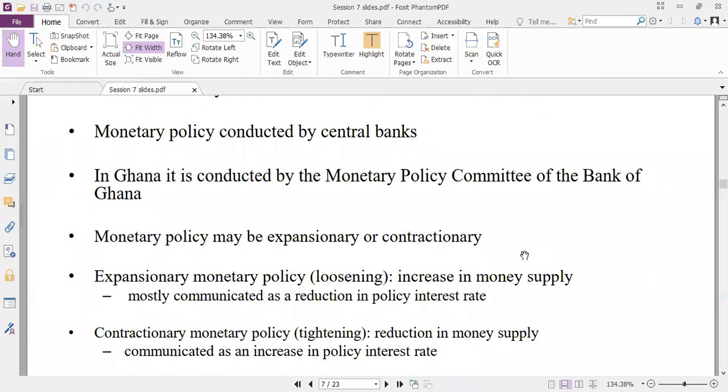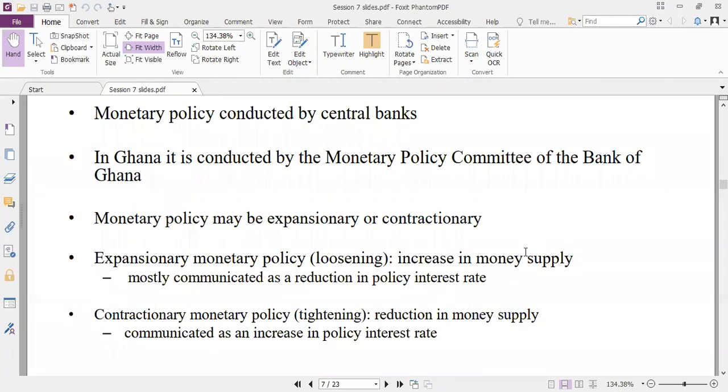Note, expansionary can also be known as loosening. Okay, so maybe in exams, you'll be asked to differentiate between loosening monetary policy and tightening monetary policy. You should be able to do the same thing for us.